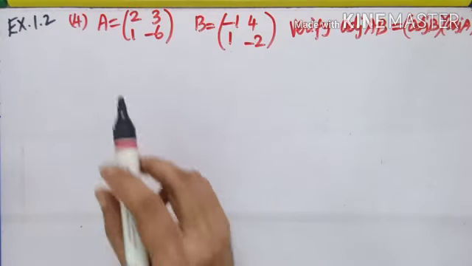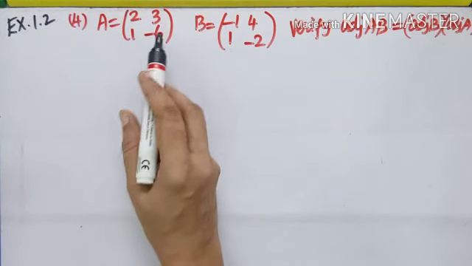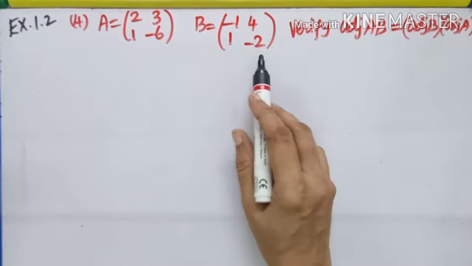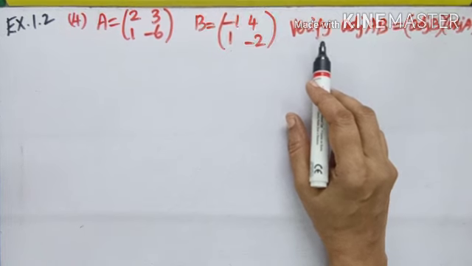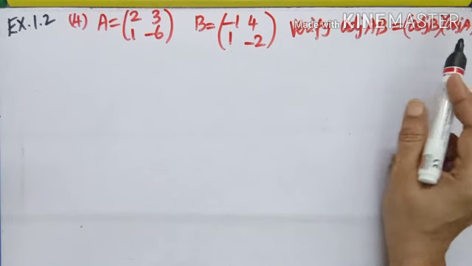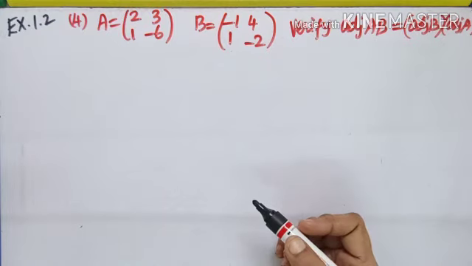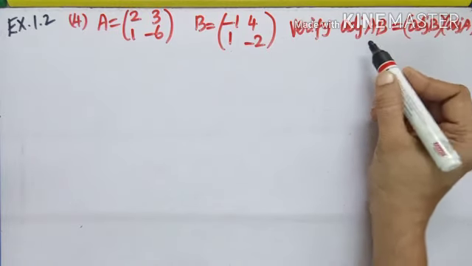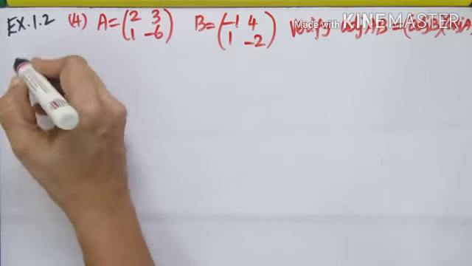Question number 4. A equals 2, 3, 1, minus 6. B equals minus 1, 4, 1, minus 2. We need to verify that adjoint of AB equals adjoint of B into adjoint of A. First, we shall find out the LHS. AB is my first step.